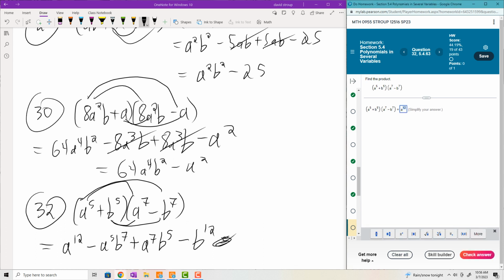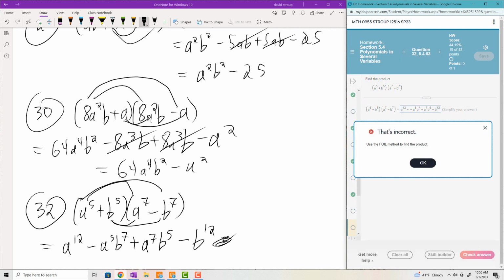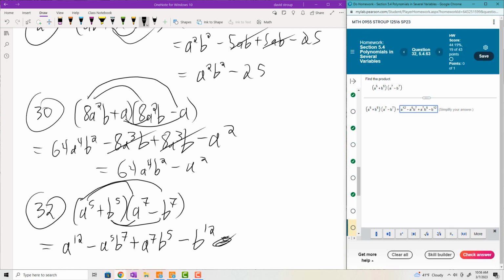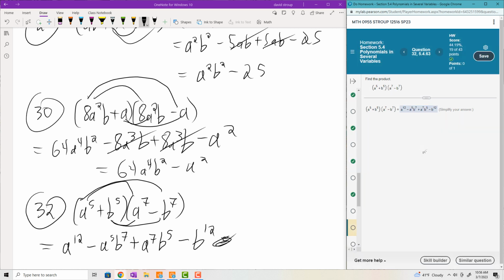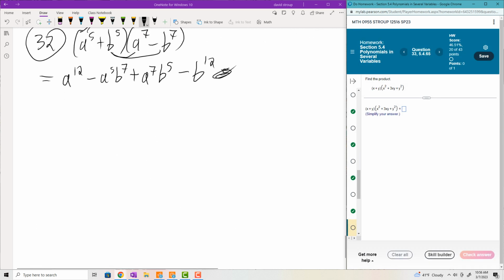It's very depressing. A to the 12th minus a to the 5th b to the 7th, plus a to the 7th b to the 5th, minus b to the 12th. And of course I put a double negative in there. So you're doubling up on your distribution here.